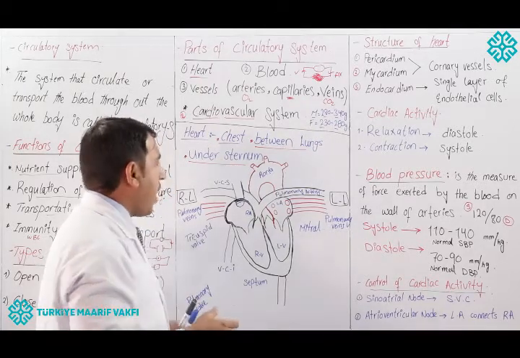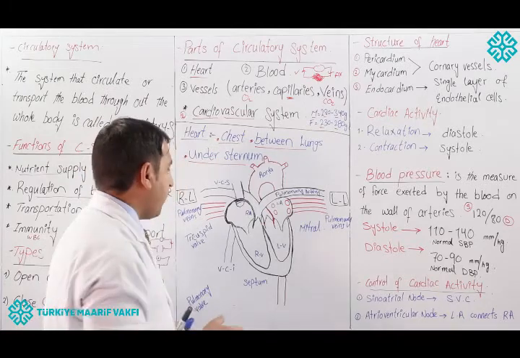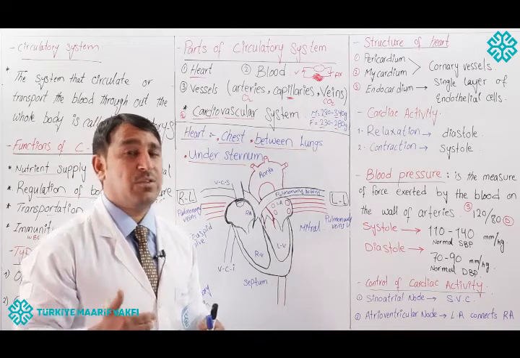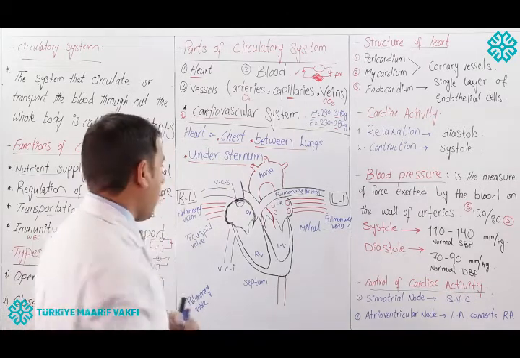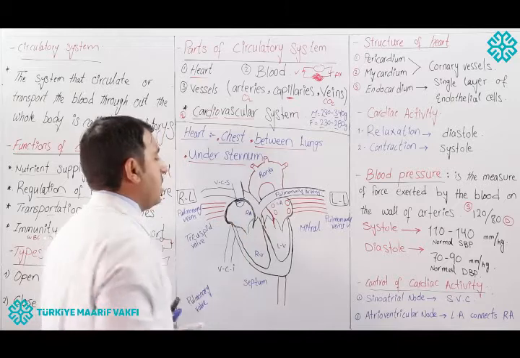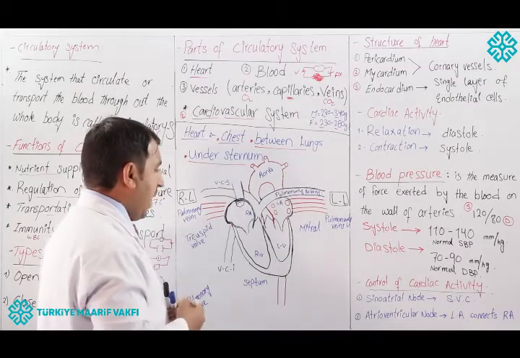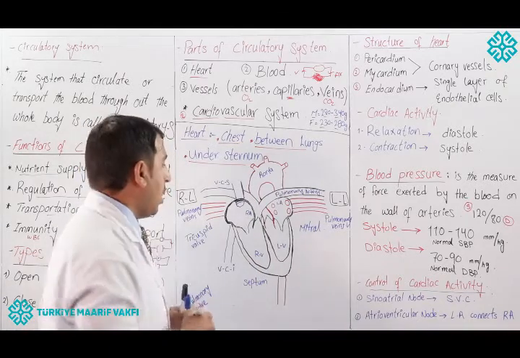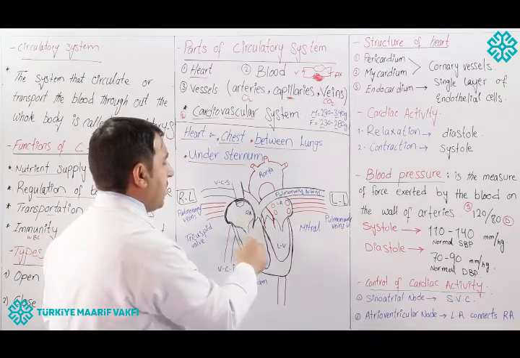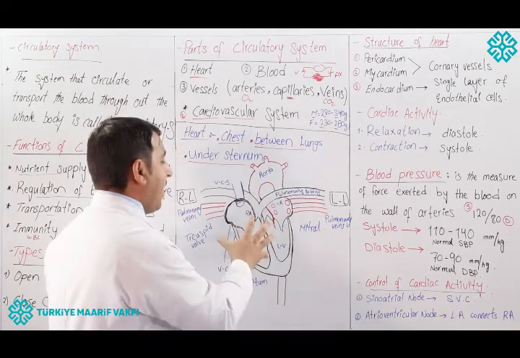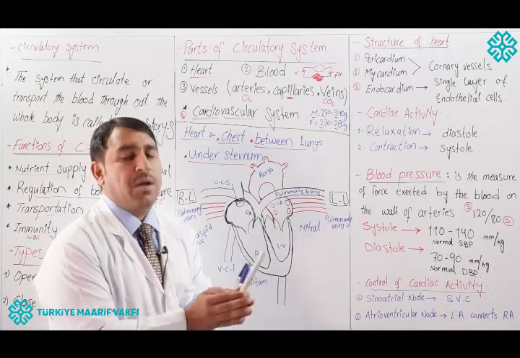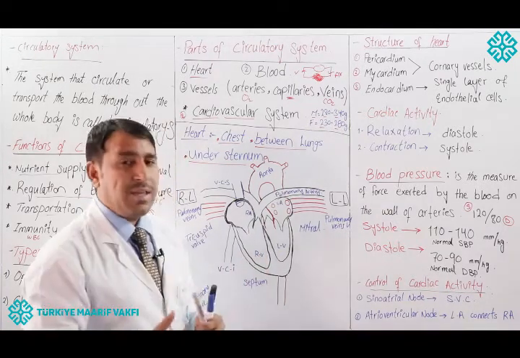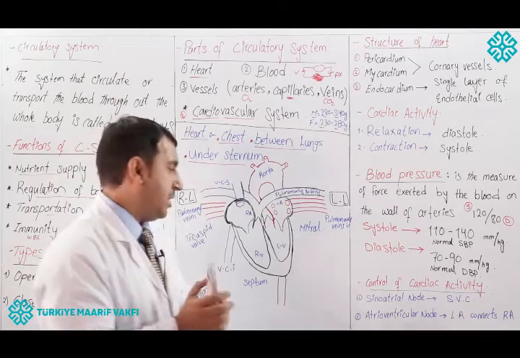Now we have some structures in the heart. First of all, we are going to discuss the structures of the heart. After that, we are going to discuss the functions of the heart. We have some structures here, or the anatomy of the heart. So we can say that the heart is a hollow organ or empty organ. The inner part or the inner area of the heart is empty.